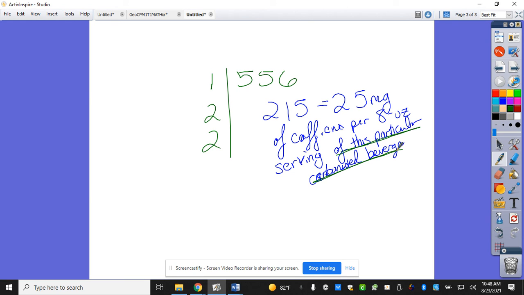Outliers, yes, no? No, which means there do not appear to be any outliers, which means there are no selected carbonated beverages with uncharacteristically low or high amounts of caffeine per 8 ounce serving relative to the others.